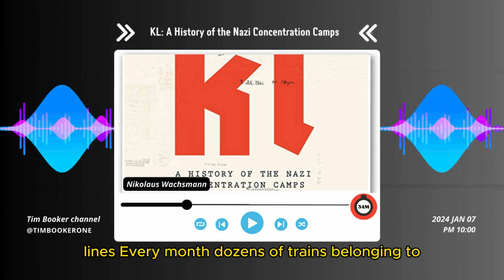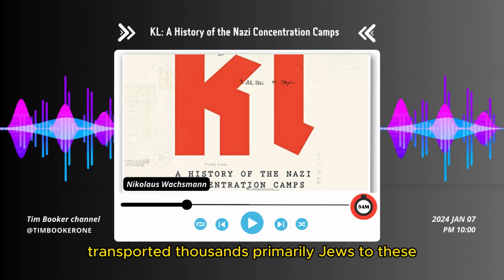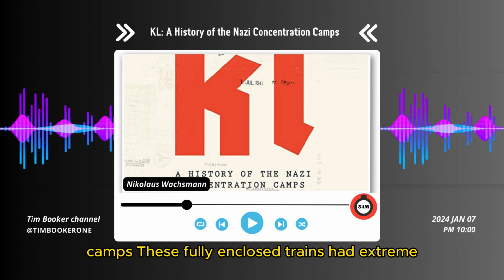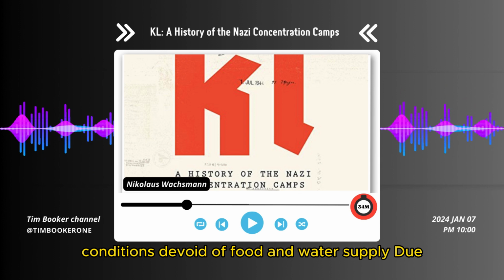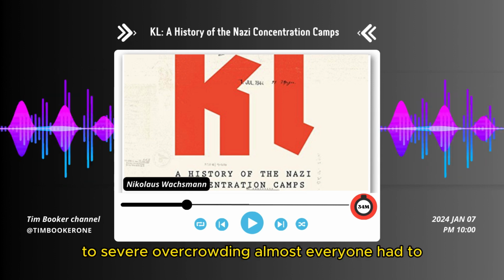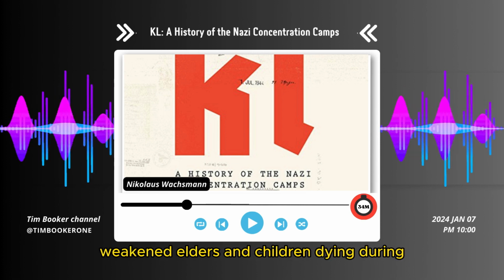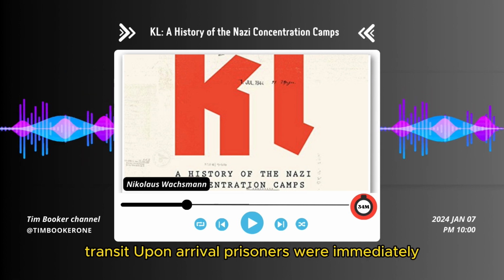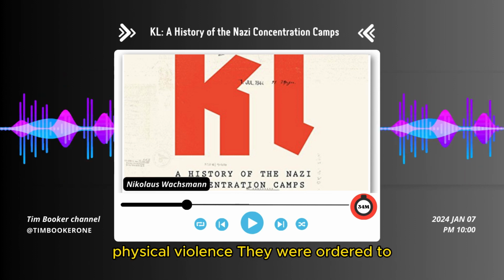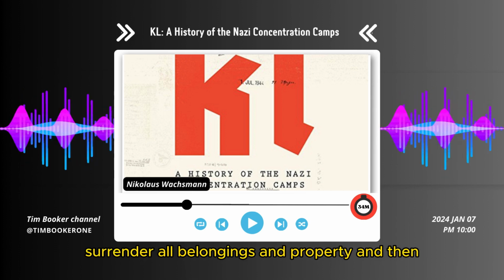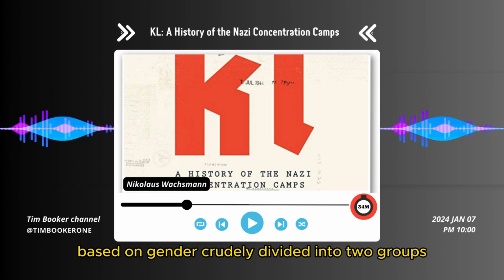Every month, dozens of trains belonging to the Nazi Empire's Central Security Bureau transported thousands, primarily Jews, to these camps. These fully enclosed trains had extreme conditions, devoid of food and water supply. Due to severe overcrowding, almost everyone had to endure the journey standing, resulting in many weakened elders and children dying during transit. Upon arrival, prisoners were immediately forced off the trains by SS guards, subjected to physical violence. They were ordered to surrender all belongings and property and then, based on gender, crudely divided into two groups.